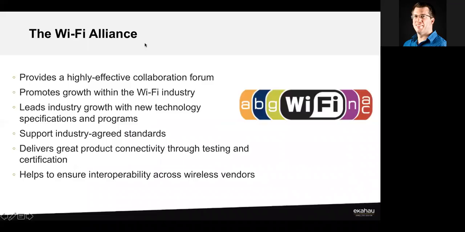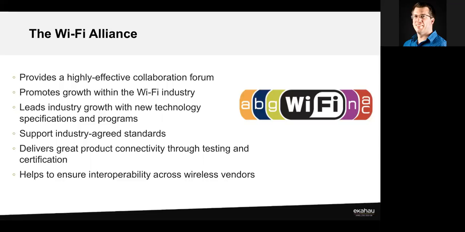So the Wi-Fi Alliance, they work closely with the IEEE, but basically the Wi-Fi Alliance is an independent global organization that promotes the growth of Wi-Fi technology. So aside from the IEEE working on the standards side of things, the Wi-Fi Alliance focuses on the devices and what users use the technology for. And they basically set the guidelines for interoperability across vendors.